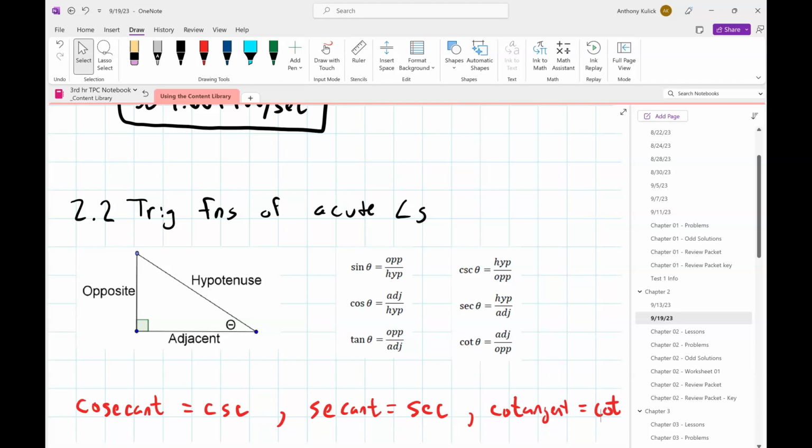Does everybody kind of get what I'm saying there? I think it just makes the memorizing easier if you just remember which pair together and then they're just reciprocals of the one you already knew.